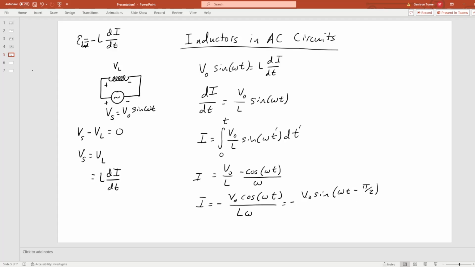And once again, cosine and sine are shifted by 90 degrees, pi over 2. And so now once again, we can look at this equation. Now we still have this minus sign, but I can look at this equation and I want to compare this to Ohm's law.